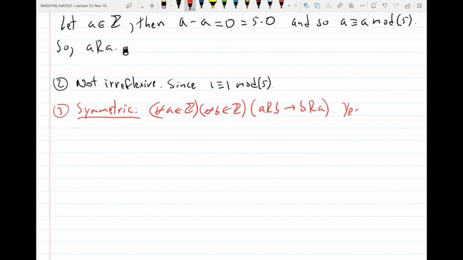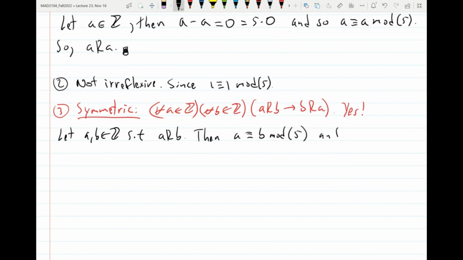Okay, so yes. Remember, let A, B be integers such that A is related to B. So we always need to assume this. Assume P, you want to prove Q. So what does this mean? So it means that A is congruent to B mod 5. And so A minus B is equal to 5k for some integer k. This is what we know, okay? Now we need to argue that B is related to A. In other words, that B is congruent to A mod 5, which means that we need to argue that B minus A is also a multiple of 5. How can we do that?